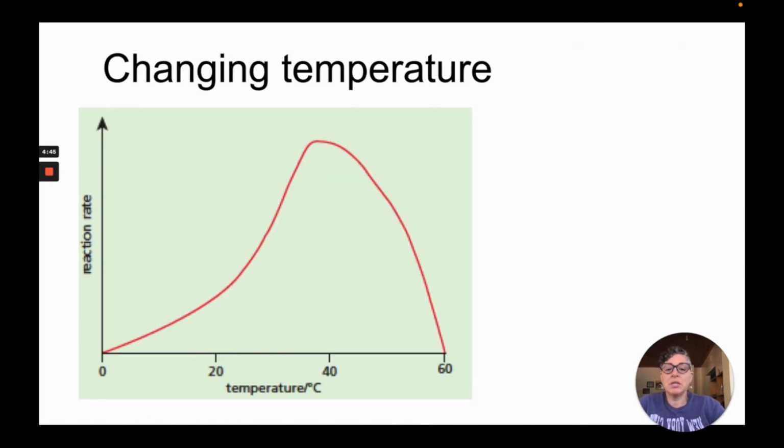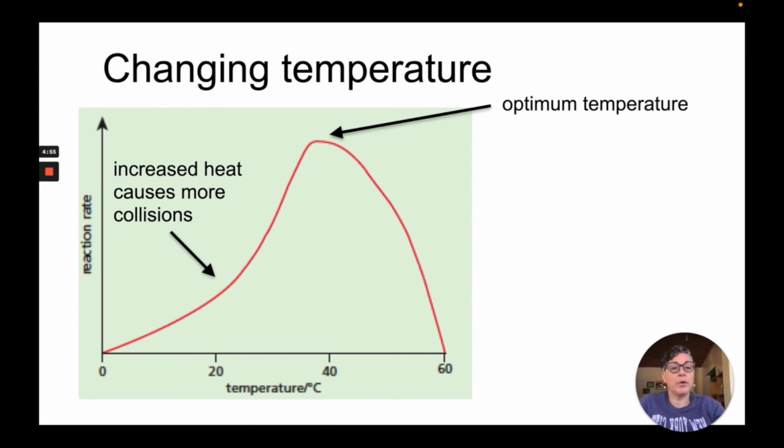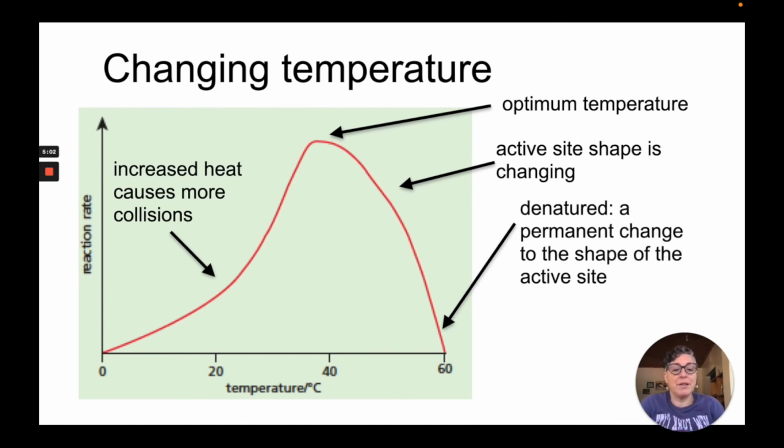All right, so changing the temperature is going to create a graph that looks like this. As we look at it overall, increased heat is going to cause more collisions. We're going to have optimum temperature, and then we're going to have the active site being changed, and then we will have a denatured enzyme, which is a permanent change to the shape of the active site. And so when you are asked about an enzyme graph related to temperature, and you see this shape, you should be able to describe what you're looking at with these 4 points.